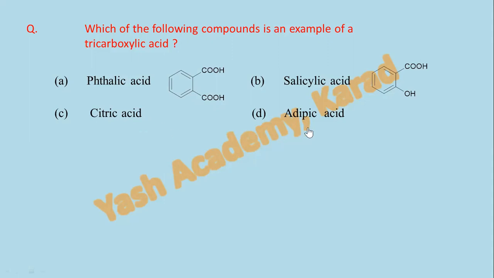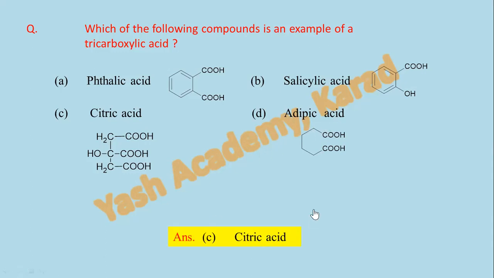Now we'll see the structure of citric acid. You will find that there are three COOH groups. So this is the correct option of this question. But before confirming the final answer, we will look at the structure of adipic acid, which is also an example of a dicarboxylic acid. So the correct option of this multiple choice question is C, and that is citric acid.